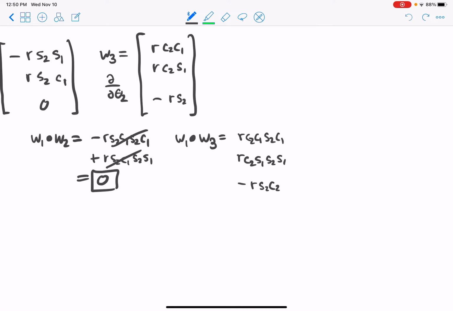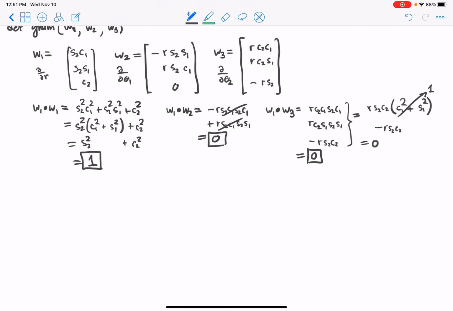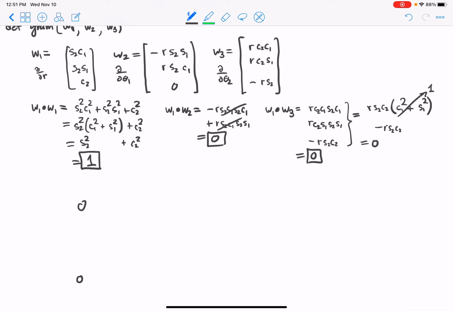Okay, so after staring for a while, you realize that R S2 C2 can be pulled out, leaving a C1 squared plus an S1 squared. This becomes 1. And then I have an R S2 C2 minus an R S2 C2, and the whole thing is 0. Great. So that automatically means we have a 0 down here and a 0 down here.